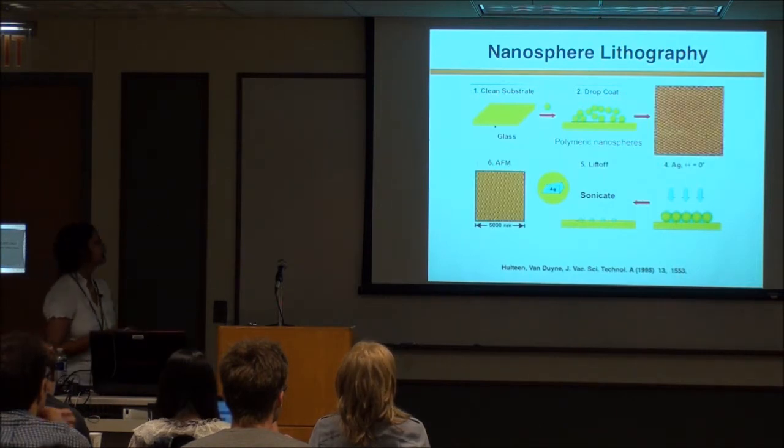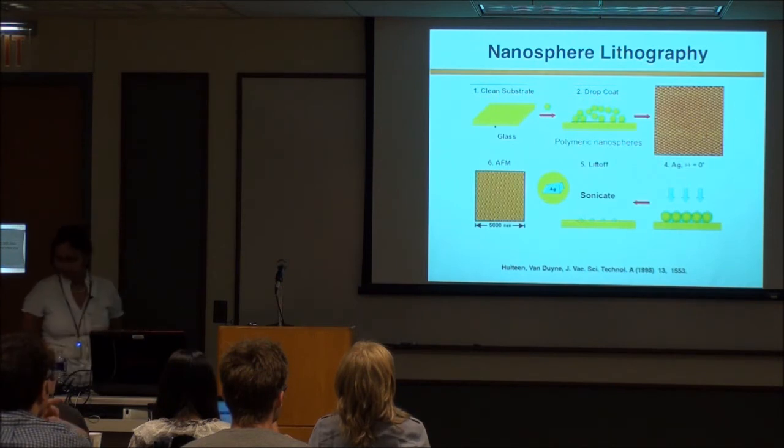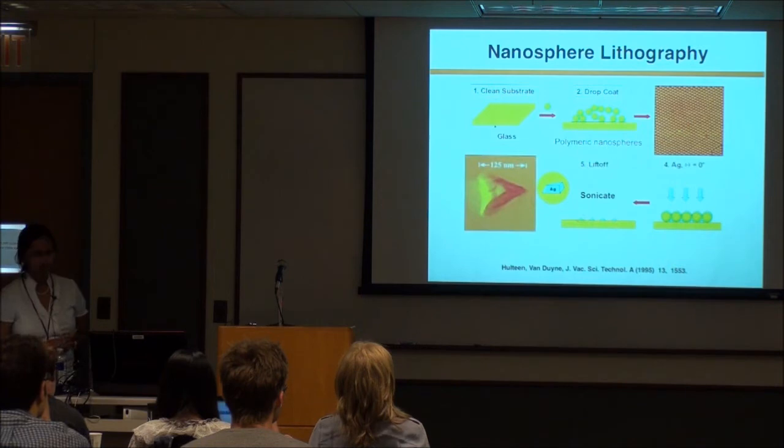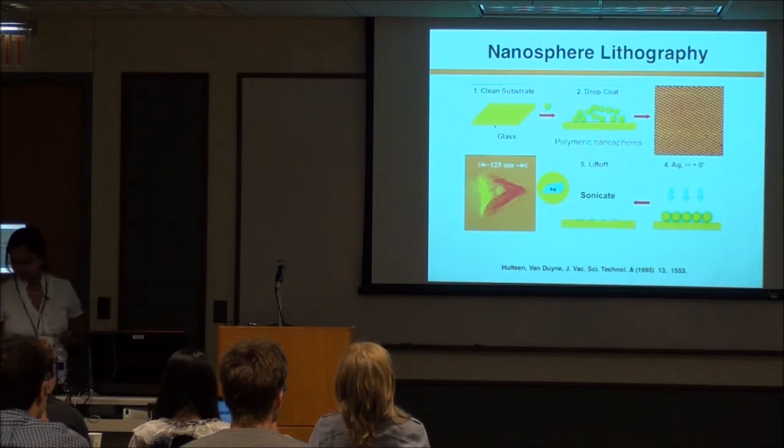If you do the AFM image of the polymeric spheres, you see they're quite uniform. And these are the nanotriangles, and you can vary the size and the shape of the nanotriangles, and that makes their spectra vary as well.